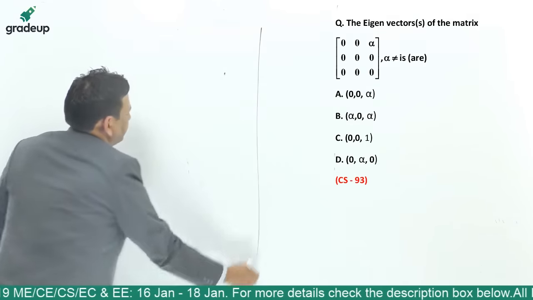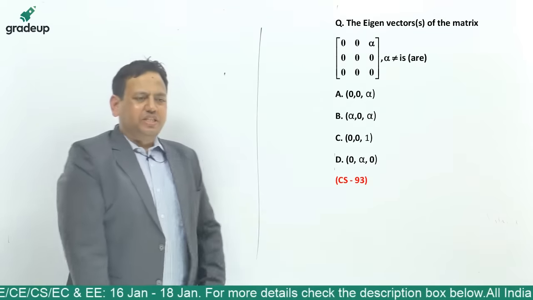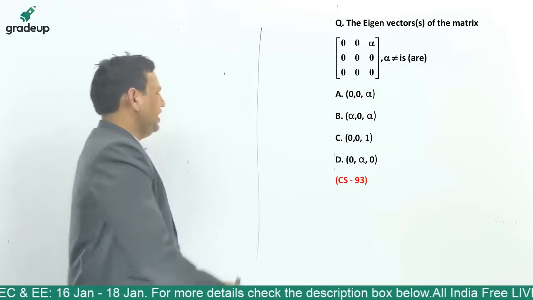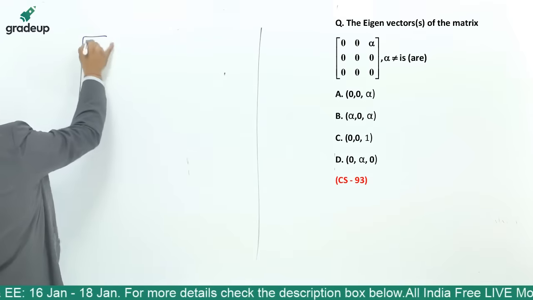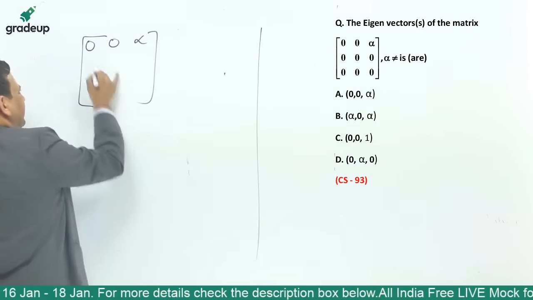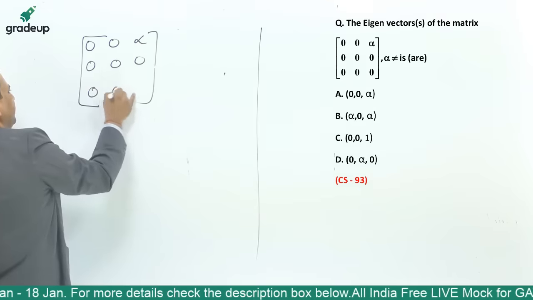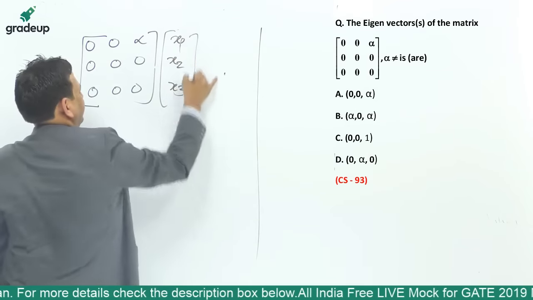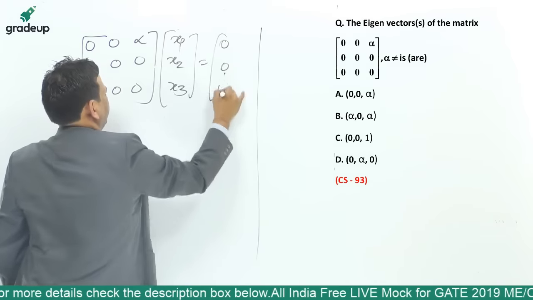Now this is the first question I am solving. Because this is a triangular matrix, the eigenvalues are 0, 0, 0. Now I am taking the eigenvector. So I am writing the matrix with rows 0, 0, 0 times x1, x2, x3, and that is equal to 0, 0, 0.